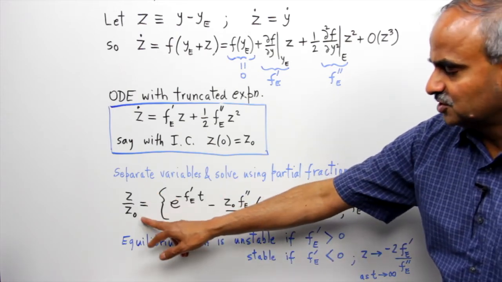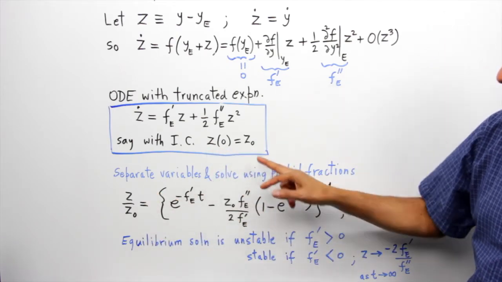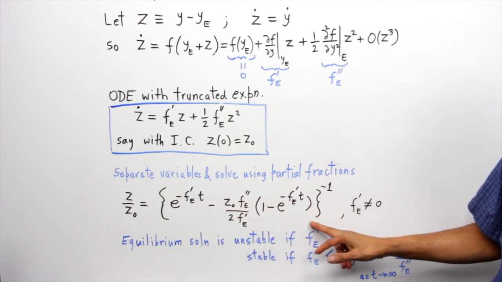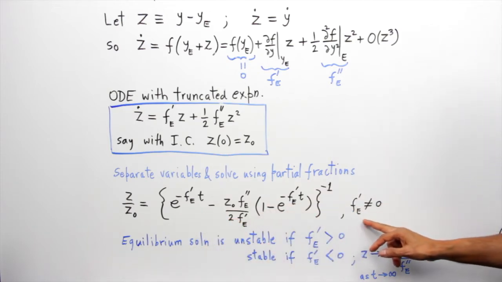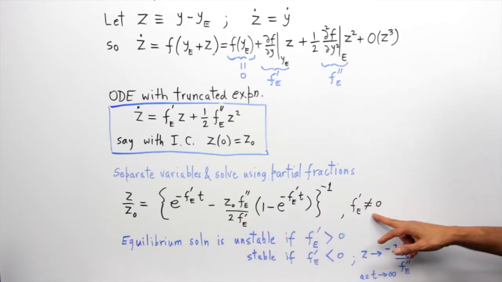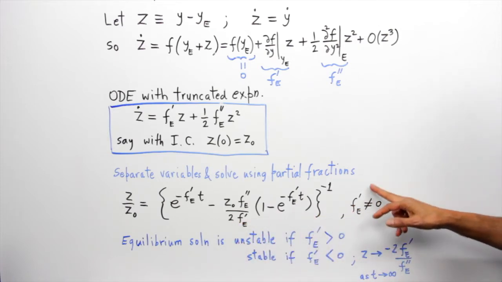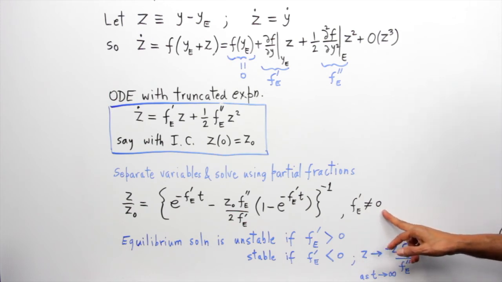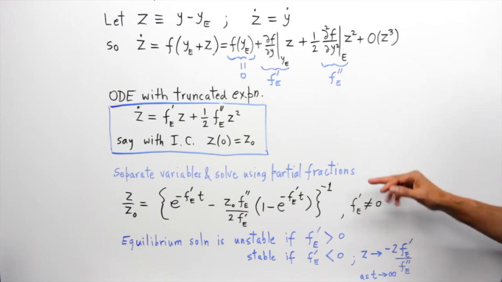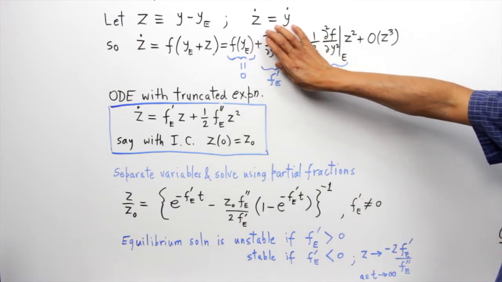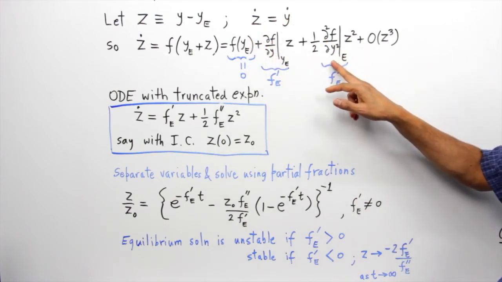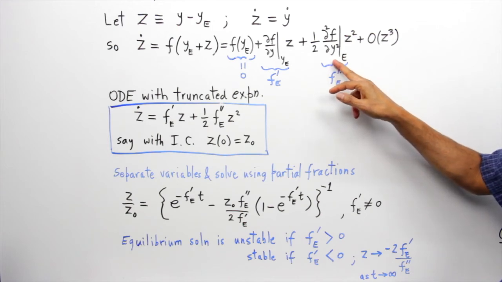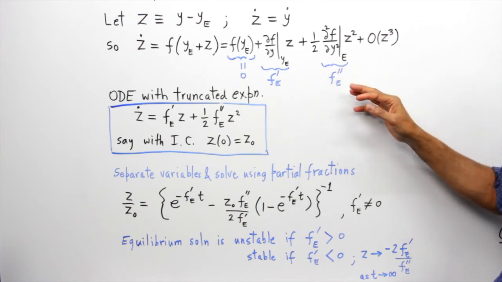So z over z naught, remember z naught is the initial condition, is given in terms of this explicit formula involving these coefficients. And in writing this formula, I have assumed that f e prime, the slope of the function evaluated at the equilibrium position, is not equal to 0. If it is equal to 0, then obviously this term will vanish, and we will have a leading quadratic term, and so that is also a problem that can be solved.